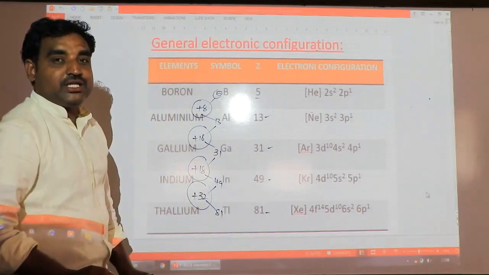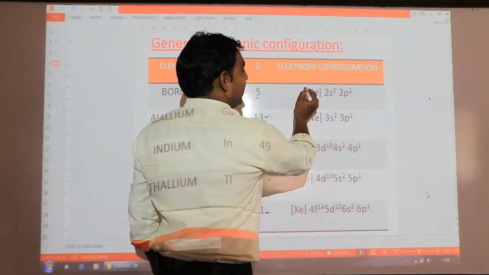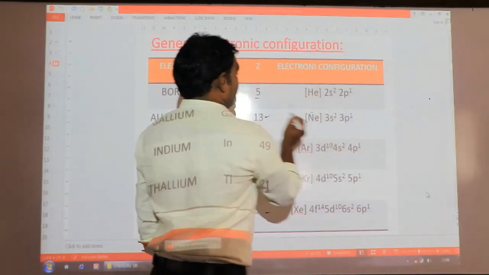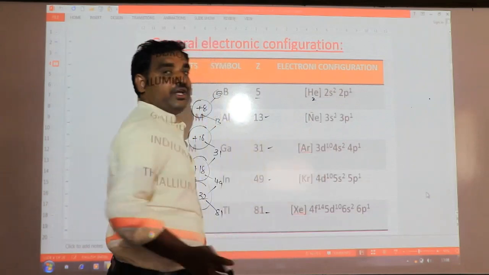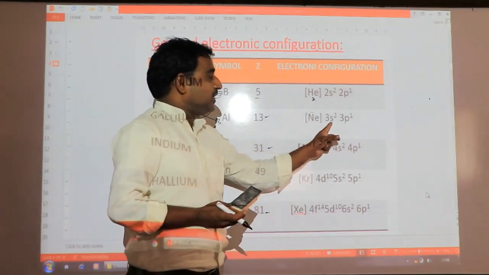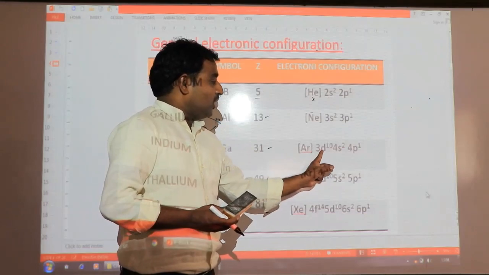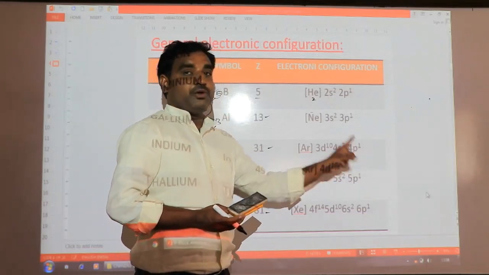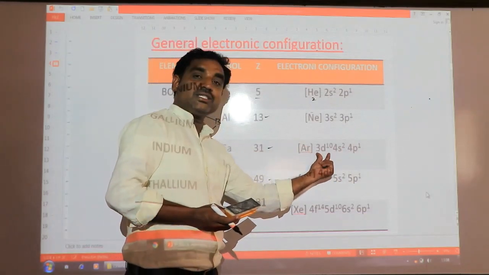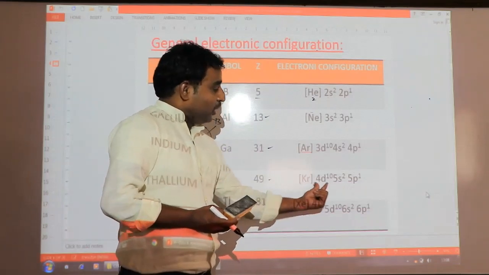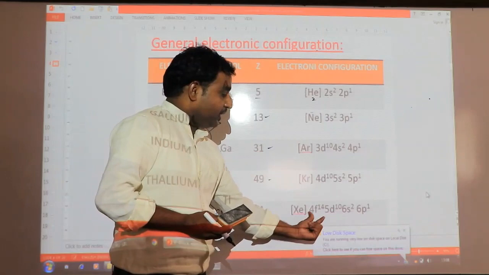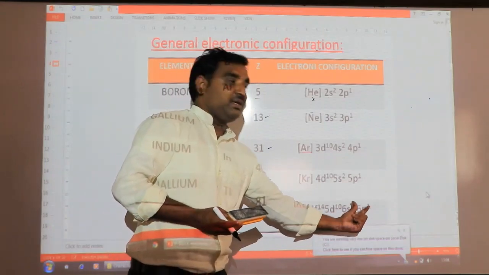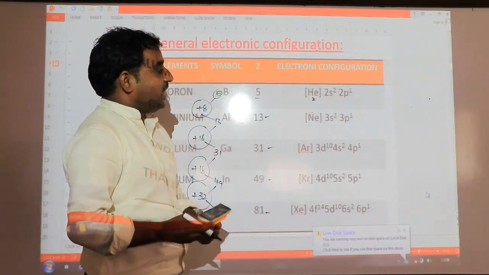First we have to write the noble gas, that is helium, 2s2 2p1. Electron count 5 will be there: 2, 2 plus 2 is 4, 4 plus 1 is 5. Then we can write neon 3s2 3p1, argon 3d10 4s2 4p1. Remember the point here, the 3d subshell will be there. Then krypton 4d10 5s2 5p1, and xenon 4f14 5d10 6s2 6p1. This is the general electronic configuration.